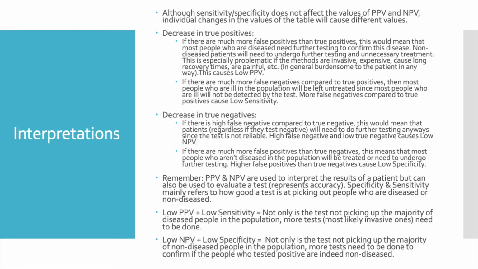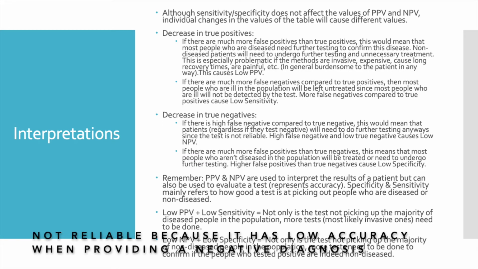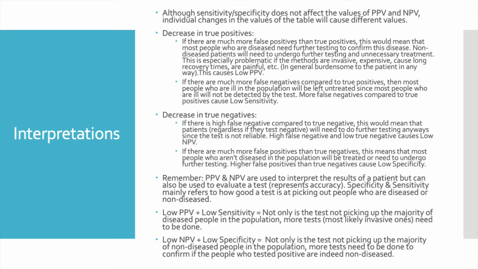On the other hand, a decrease in true negatives would mean that there will be a high false negative compared to true negative ratio. Because this test is not reliable, regardless of whether the patient tests negative, they will need to do further testing anyway. So a high false negative and low true negative causes low NPV.